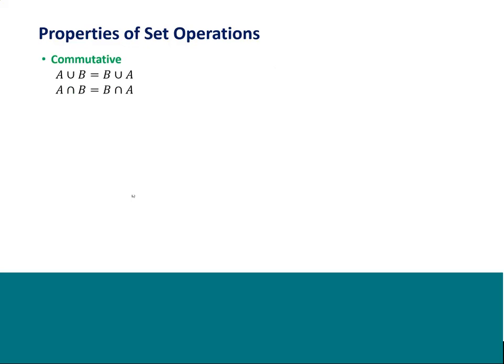Commutative simply means the order doesn't matter. So it doesn't matter if you write the set A or the set B first. I don't care if you remember this name whatsoever. This is just you dealing with unions and intersections in the future.